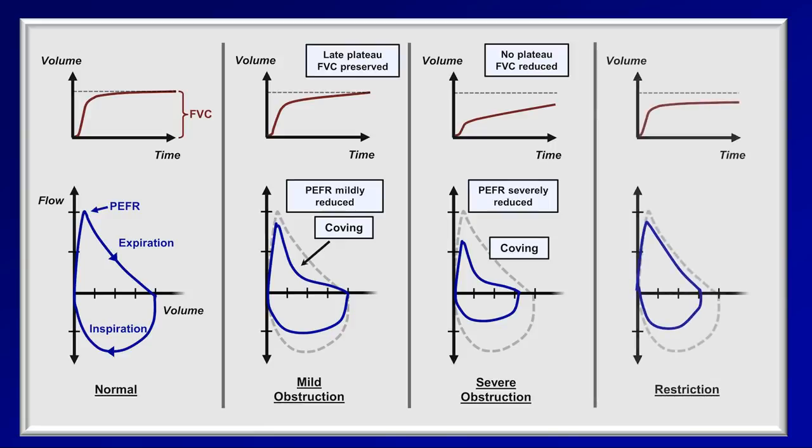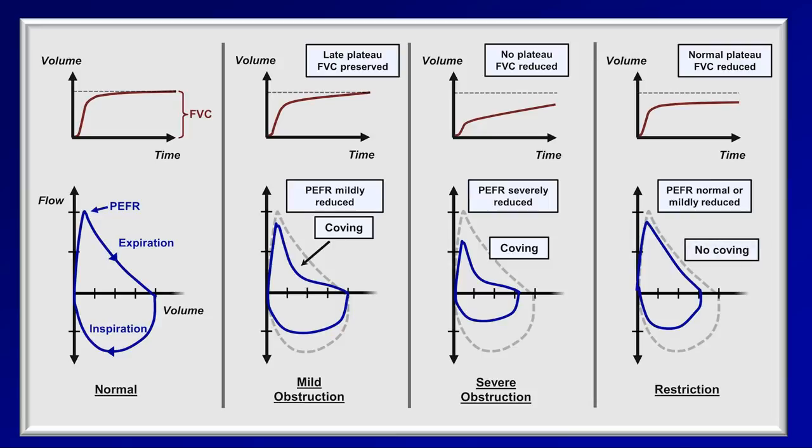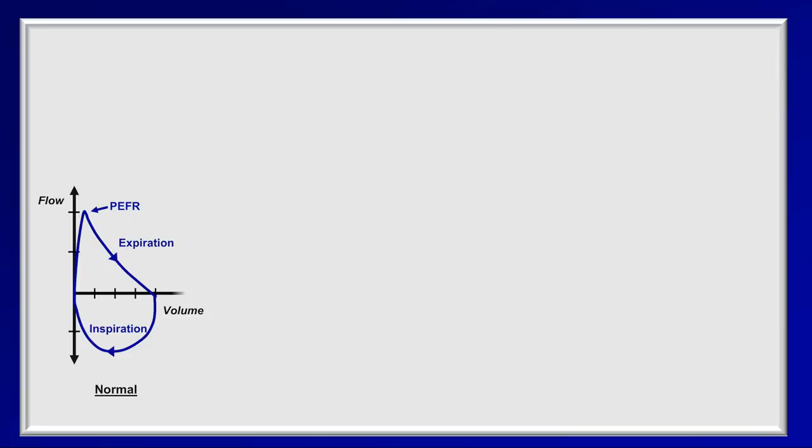In restriction, since airflow is normal, the plateau in the upper graph is achieved quickly. However, FVC is reduced. You'll notice that the flow volume loop looks like a normal loop that has been shrunken in all directions with no coving present. In addition to those three patterns, there are three classic patterns of upper airway obstruction, which would not be included in the general category of obstructive lung disease.